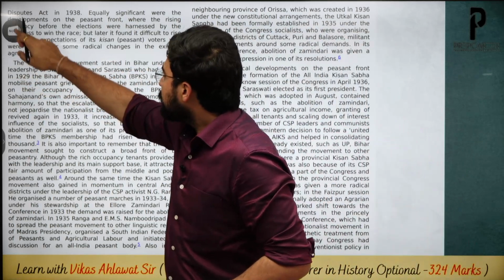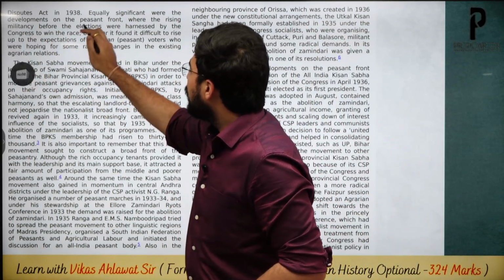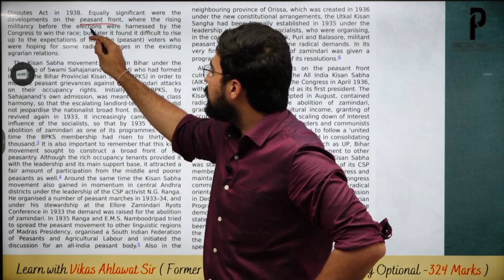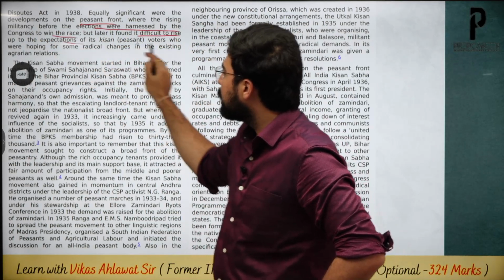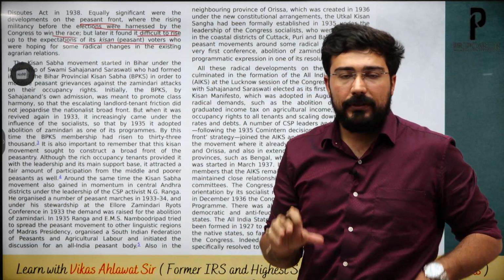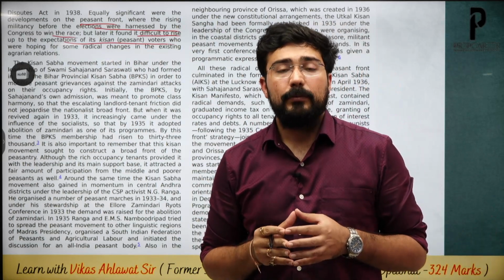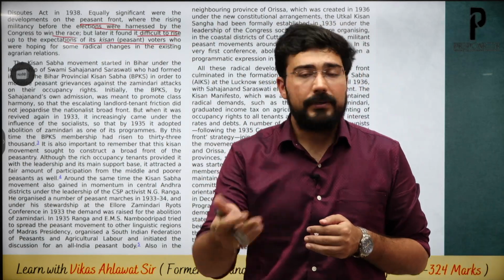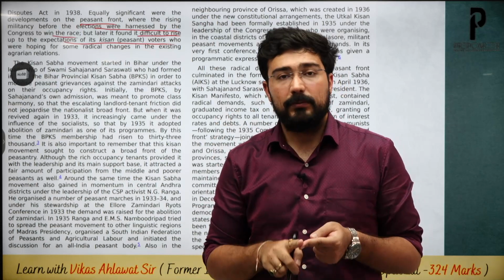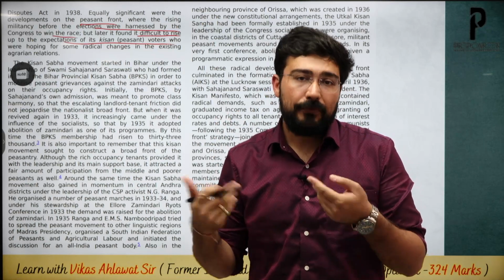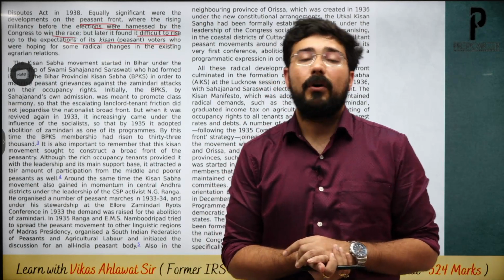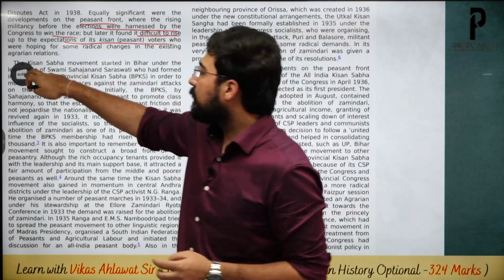Then it talks about the development of the peasant front, where the rising militancy before the election was harnessed by the Congress to win, but later it found it difficult to rise to the expectation of the Kisan voters. So in this paragraph, what Sekhar Bandyopadhyay is saying is that initially Congress mobilized everyone, they mobilized the peasants, they mobilized the workers, but when they got the chance to work, when they were required to perform for these people, the Congress faltered. This is what they are trying to mention.